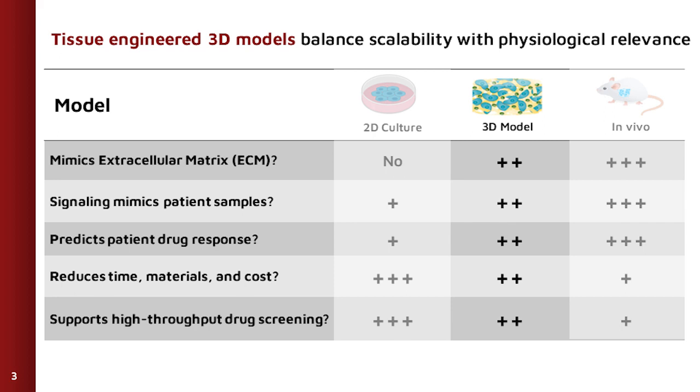Using biomaterials, we're able to balance the need for scalability with physiological relevance by creating a three-dimensional environment where we can seed patient-derived cancer cells. We can mimic some of the critical niche cues that lead to more accurate drug response than 2D, but we're also able to conduct relatively larger scale studies more quickly and cheaply than we could with mice.